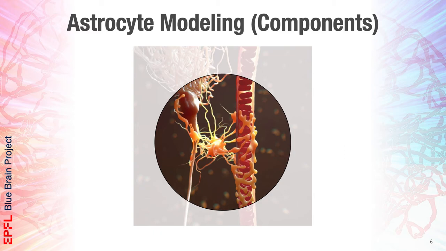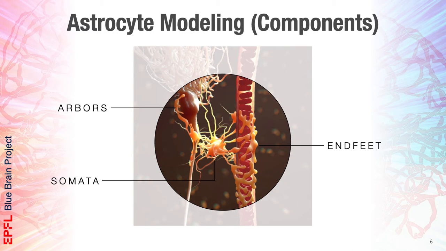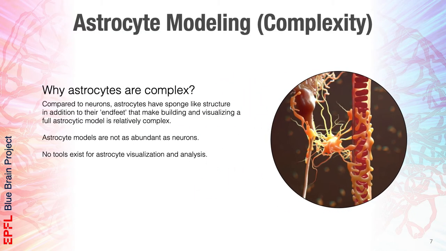Astrocytes are similar to neurons. They do have arbors or branches and cell bodies or somata, but moreover they do have end feet. End feet are wrapped around blood vessels to provide all the energy metabolites needed for the neurons to function correctly. Astrocytes are quite complex compared to neurons, although they are similar in structure, but they do have sponge-like structures that would make imaging them with the fluorescent microscope a challenging mission.